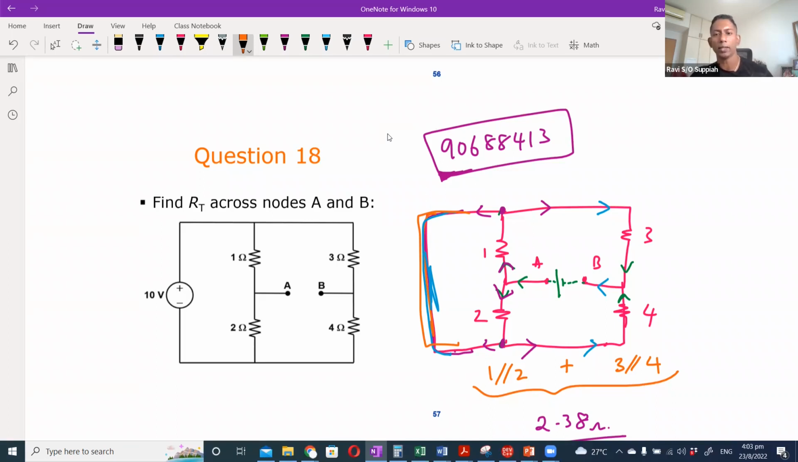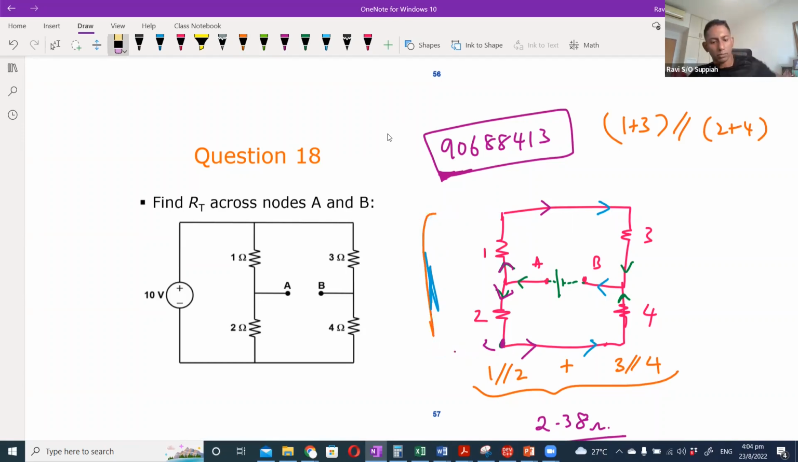We can only say that if I did not have this branch. If I did not have this branch, then we can say that 1 and 3 are in series, and then 2 and 4 are in series, so it would be 1 plus 3 in parallel with 2 plus 4. There are 2 parallel branches. But since I have this branch, I cannot say that all the current from 1 is the same current that flows through 3, because there is another branch over here, and there's another branch here, which means that some current will get mixed together.